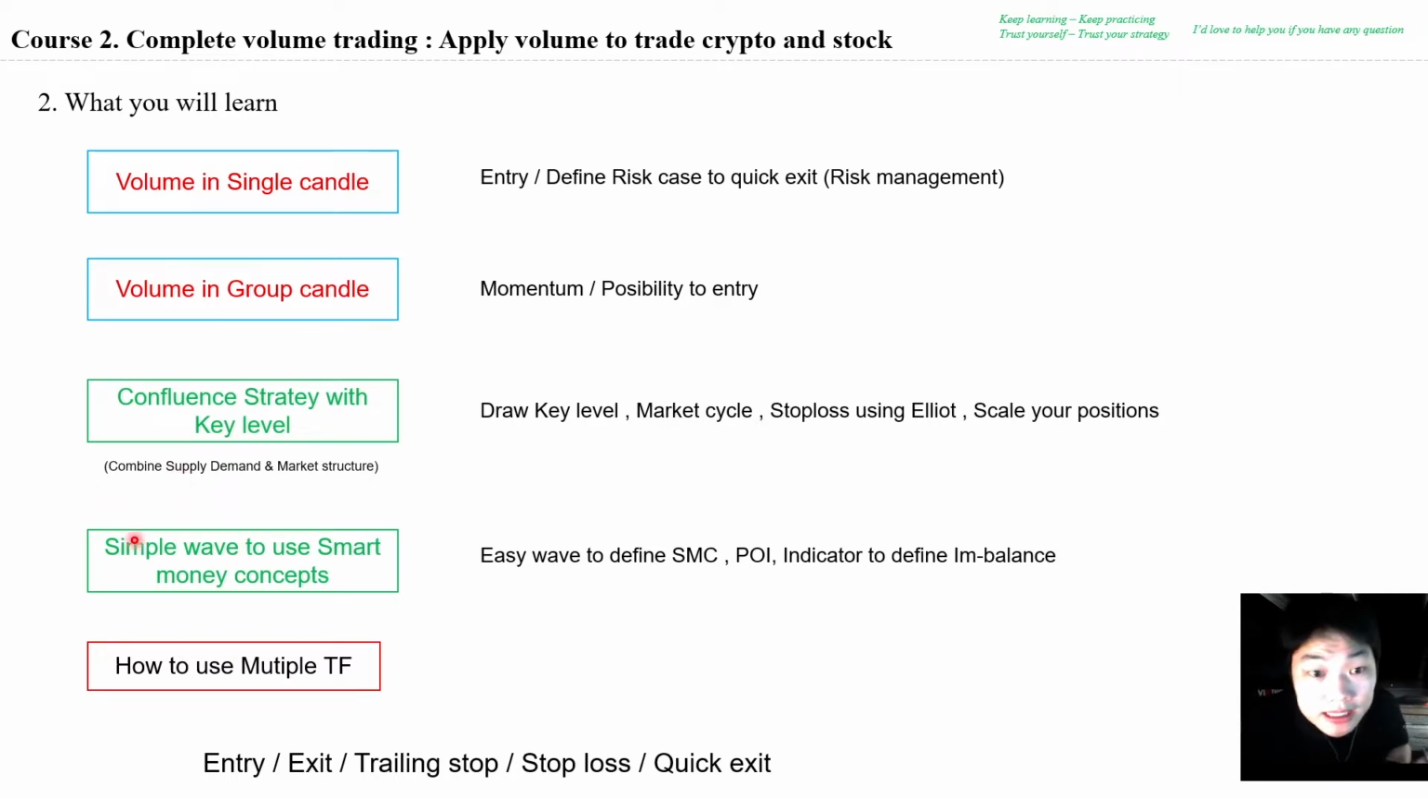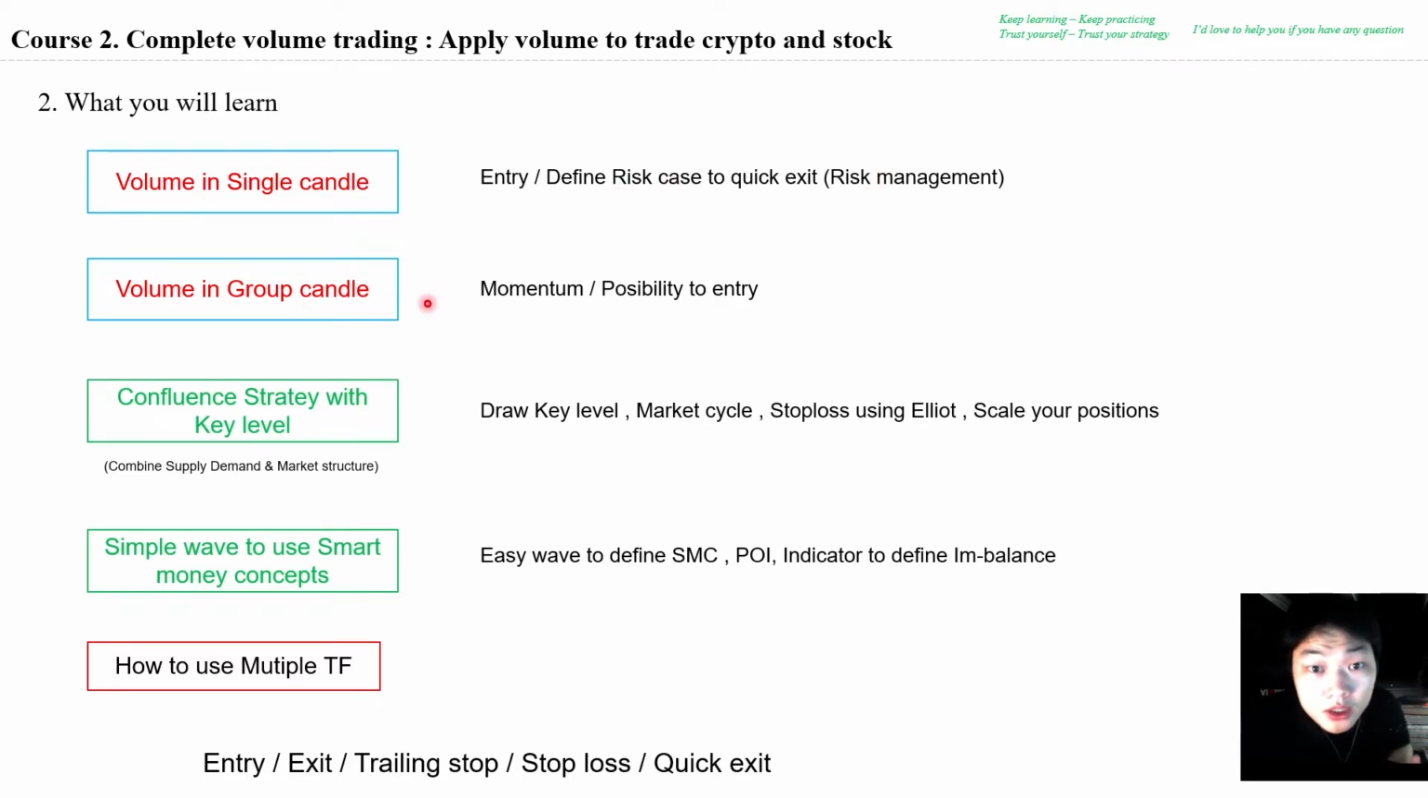And the next one is a simple way to use smart money concept. And the last one is how to use multiple time frames effectively. In every part, you can also learn in great detail. About the first one, volume in single candles, you will learn how to use the single candle, the story behind single candles to entry, and define the risk case to quick access. I mean that's the risk management.